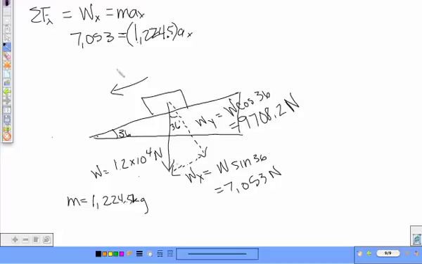So then, what's our acceleration? 5.76 meters per second squared. Good. And then, let's see. After the car has moved 30 meters, how fast is it moving?